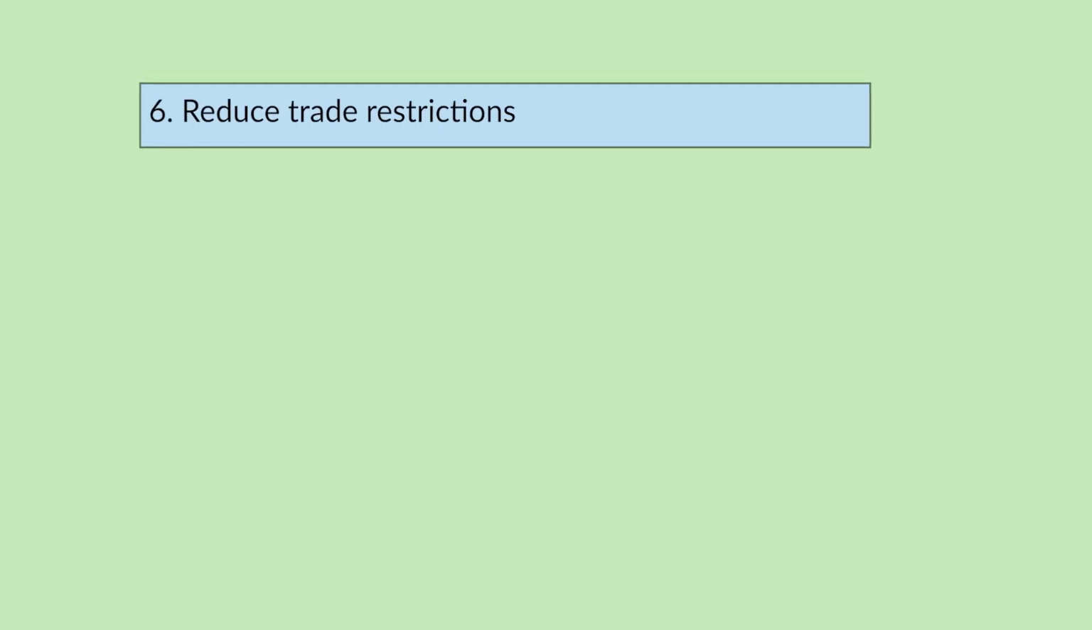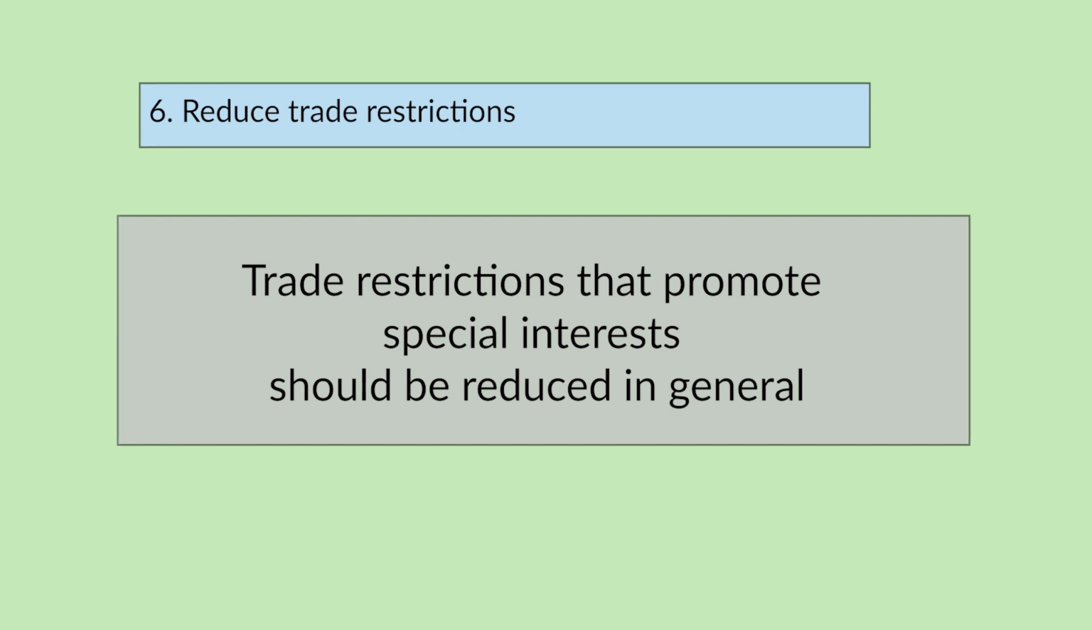The sixth principle of the Washington Consensus focused on reduction of trade restrictions. It was believed that trade restrictions that promote special interests should be reduced in general. Tariffs are preferable to quotas and other arbitrary trade restrictions that strangle trade.